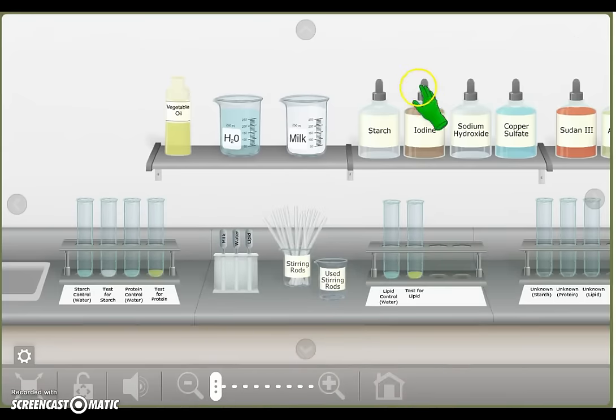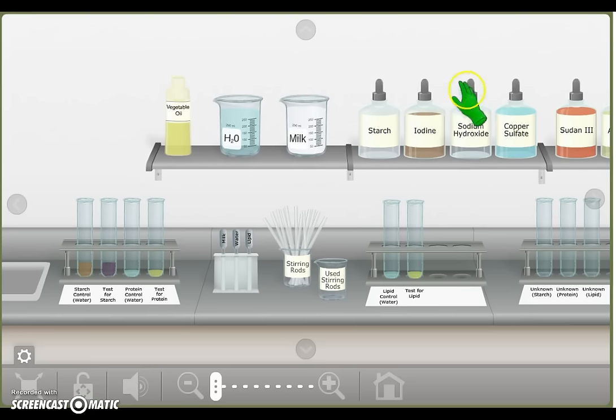So what we're going to do is take iodine. We know there is no starch in water, so that's our control. When we mix water and iodine, water is clear, iodine is brown, so when you mix them together there is no change. It's a mixing process. But watch, when you put iodine with starch, what happens? It changes color because there is a reaction going on. That's what this process is showing.